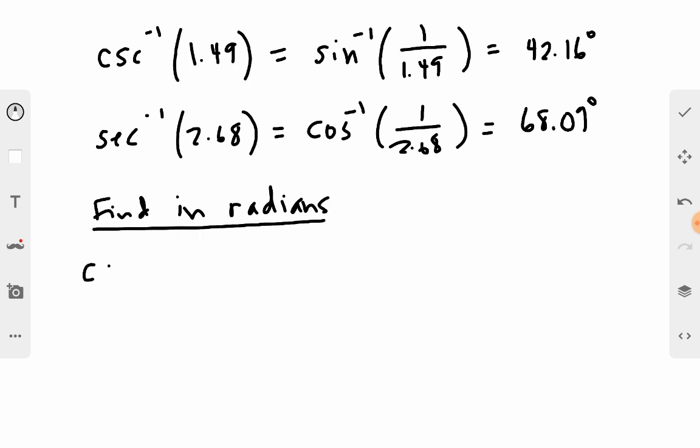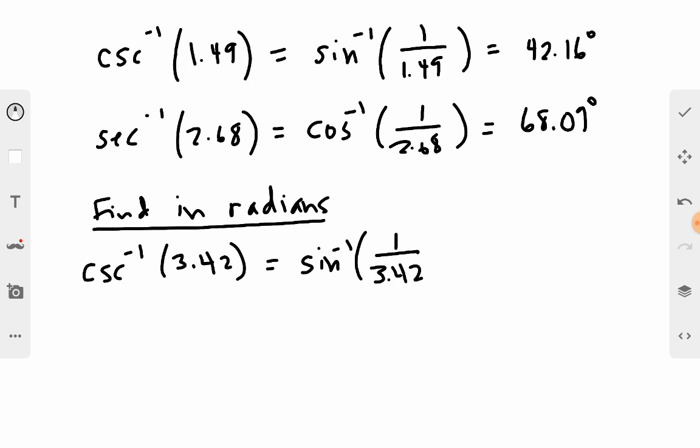So let's say we wanted to do cosecant inverse of 3.42. And you say, okay, cosecant is the reciprocal of sine, so that's going to be sine inverse of 1 over 3.42. And don't forget to put your calculator in radian mode. And you should get 0.2967 if we round that a little bit. Okay, so that's radians in decimals, since now we're using calculators and we're not going to get a nice pi over number.